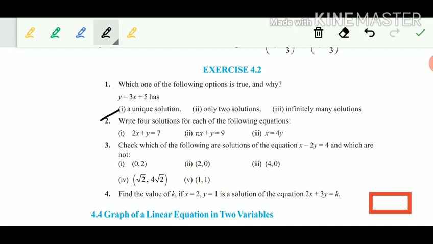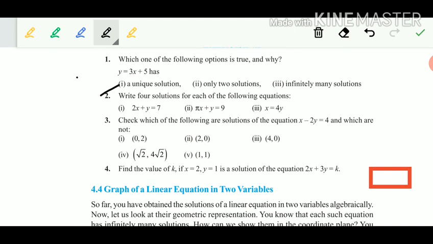Second question. Write 4 solutions for each of the following equations. 3 equations are given. We have to find 4 solutions of these equations. We follow the same concept. We just put the value of x and find the value of y. Any 4 values of x you can put and find the value of y. Let's start the second part. It is pi x plus y is equal to 9.